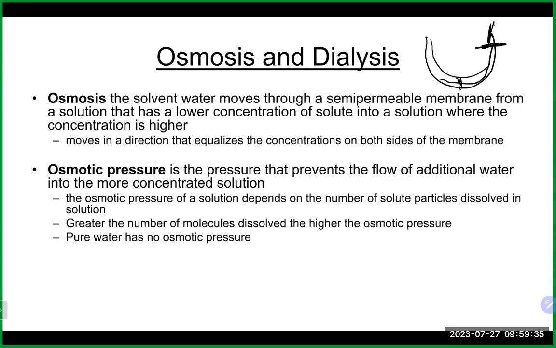The osmotic pressure of a solution is dependent on how many particles you have in that solution. So the greater the amount of particles, the greater the osmotic pressure that we would see. Pure water has no osmotic pressure, again, because it has nothing dissolved in it. Another quick way that people sometimes calculate or think about osmotic pressure, as another unit of pressure, is referred to as osmolarity.